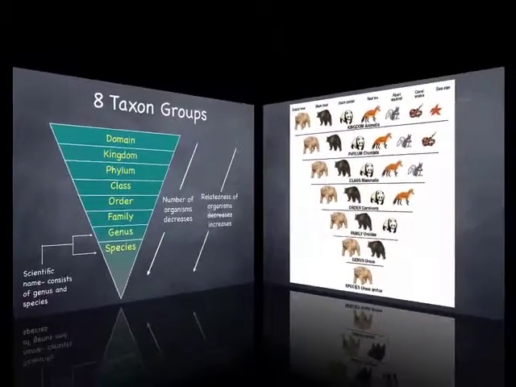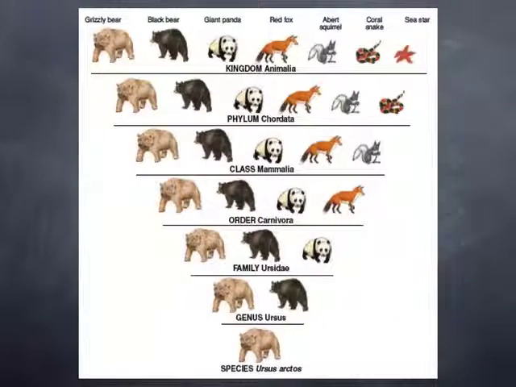All right, so let's look at how this works. Here I have, this doesn't include domain, but here we have 7 different organisms. A grizzly bear, black bear, panda, red fox, squirrel, a snake, and a sea star. All of those things are in one kingdom. They're all in the kingdom Animalia. Okay, they're all animals. So obviously, things that share a kingdom may not necessarily be very closely related. A starfish and a panda don't seem very similar, but they're still in the same kingdom.